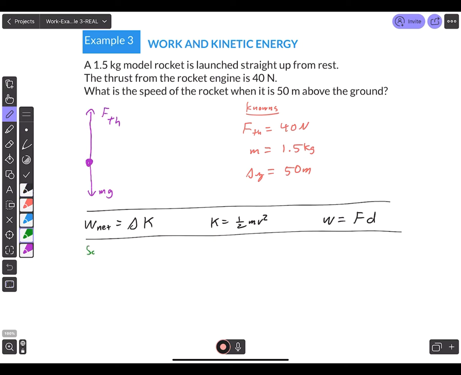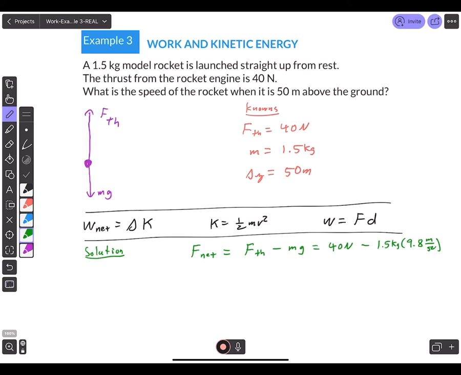So let's calculate our solution then. Let's start by first calculating the net force. The net force is going to be the sum of the two forces on it, right? So we're going to have the force of the thrust upwards minus the force of gravity downwards. And so the force upwards we saw is 40 newtons, and the force downwards due to gravity is 1.5 kilograms times good old 9.8 meters per second squared. And when I work all that out, I get about 25.3 newtons.